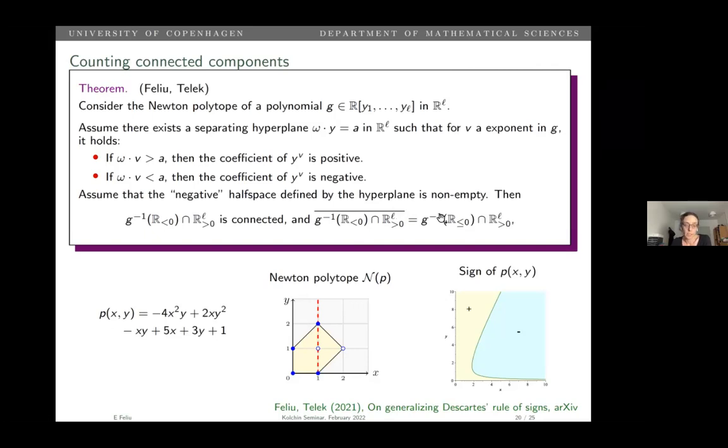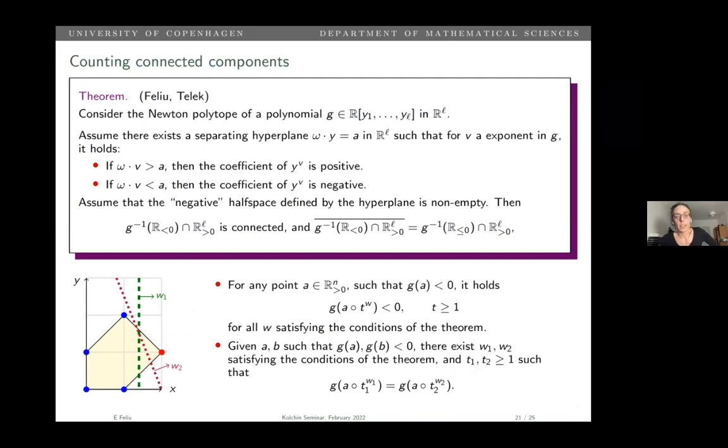And then let me just briefly say that the idea is essentially very similar to that, moving the points along these paths given by t to the omega. So when the hyperplane does not contain any point of the Newton polytope, that's the easiest case. You essentially can show that when you have a point where the polynomial is negative, you multiply it component-wise by t to the w, a vector in the outer normal cone. T to the normal vector to the hyperplane separating the point, right?